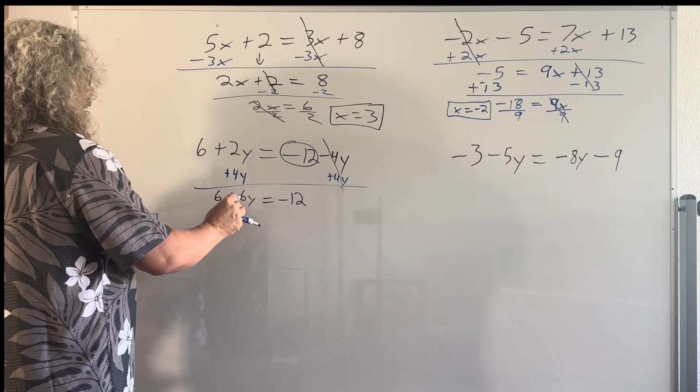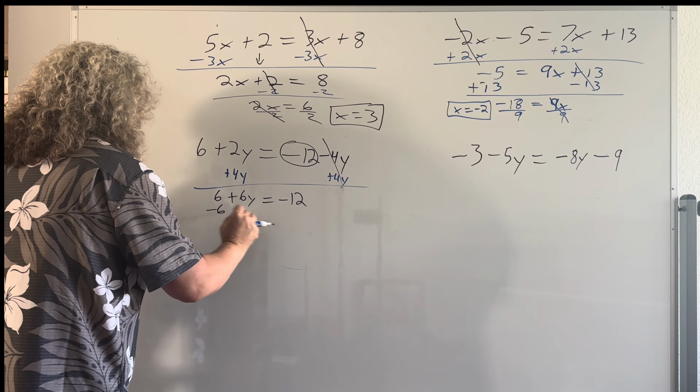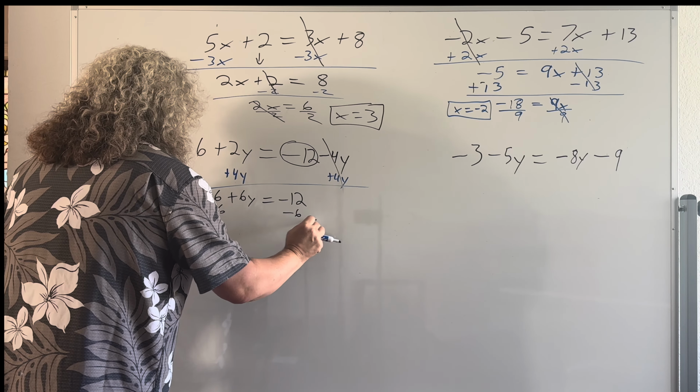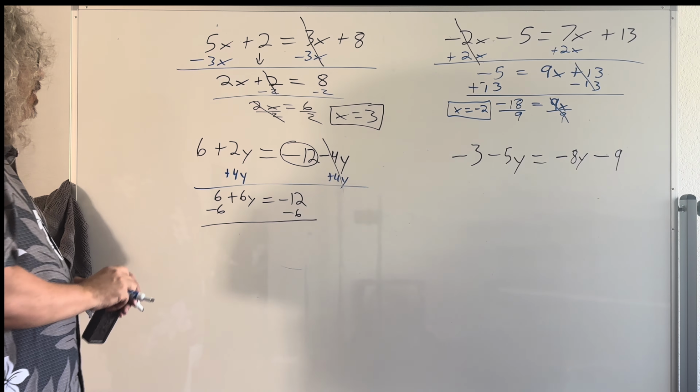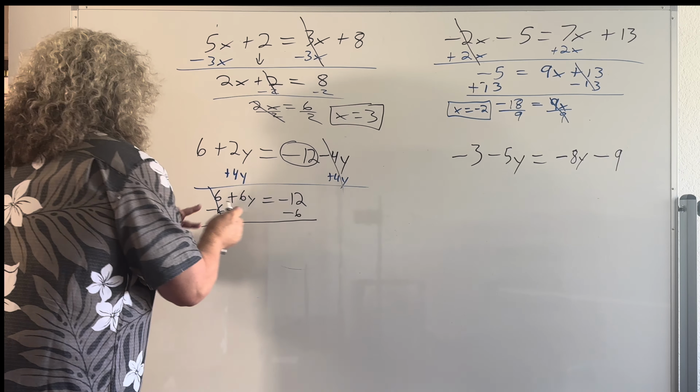Now, I have a number, a letter, and a number. Let's get all the numbers together. I'm going to have to go minus 6, minus 6. Well, I've got that negative minus a number anyway, so no big deal. Cross that out, and I'm left with 6y.